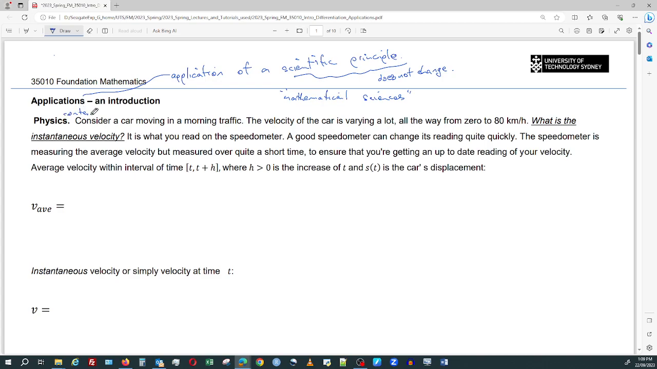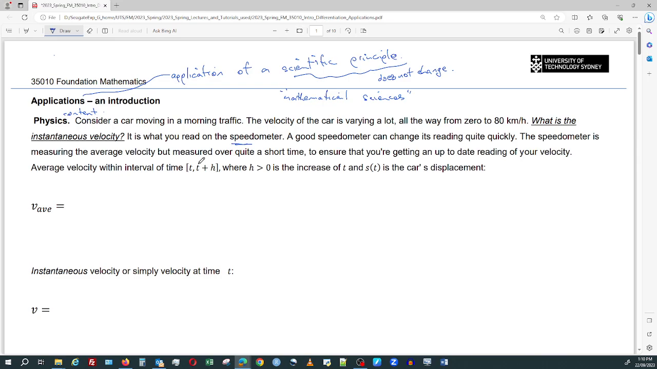So the context in this case is the physics. So we talk about the velocity. In everyday life we understand that to be a speed, but there's a difference in the meaning. What's the difference in the meaning? The speed just is a number, isn't it? But the velocity is going to have a direction. All the way from 0 to 80 kilometres per hour.